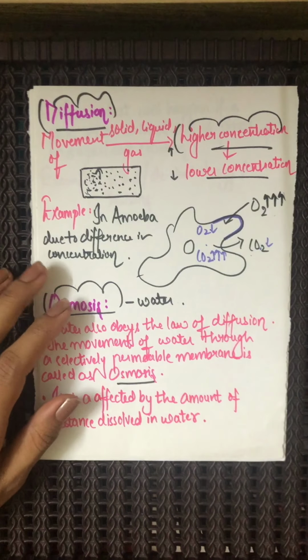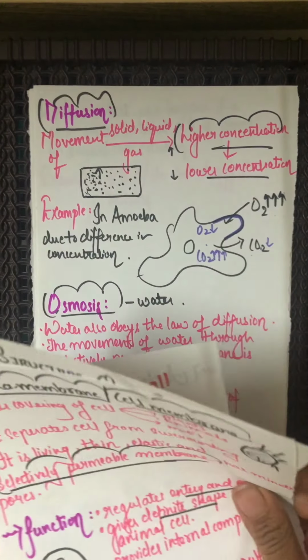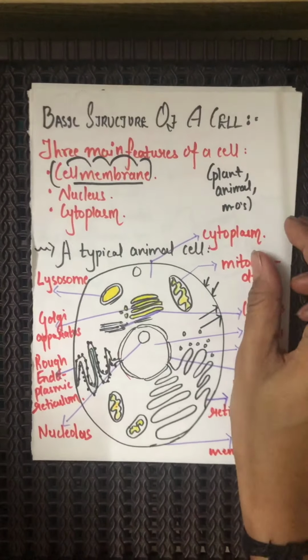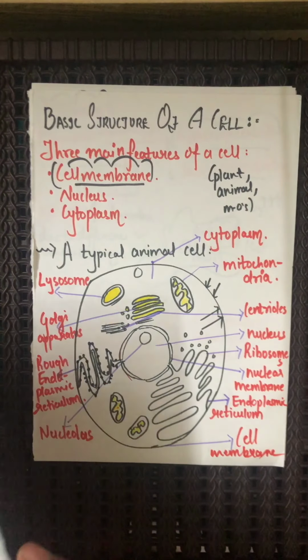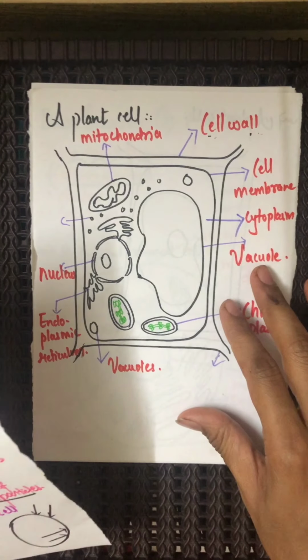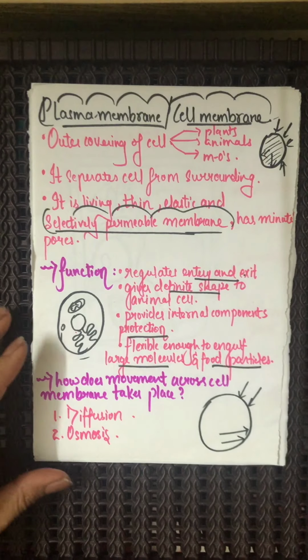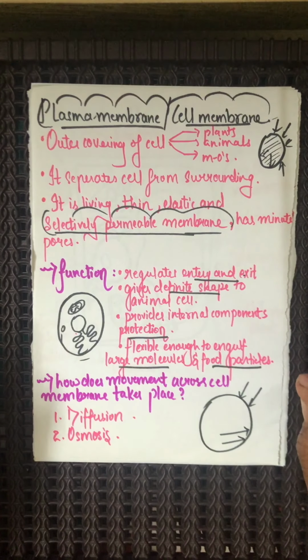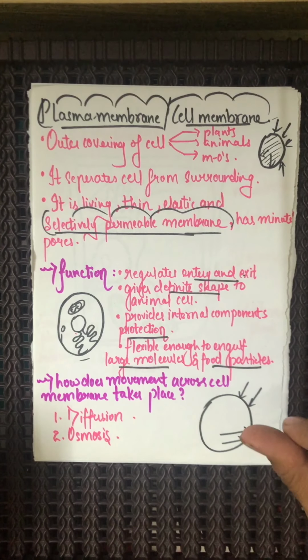Till now, your homework for today will be: draw a neat and labeled diagram of the animal cell, draw a neat and labeled diagram of the plant cell, write a note on the plasma membrane or the cell membrane, and define diffusion and osmosis.